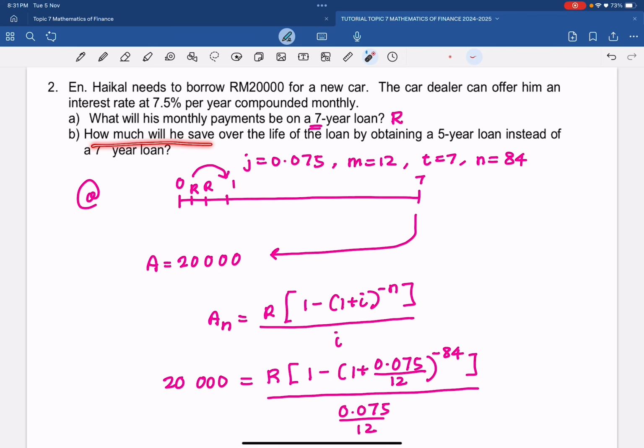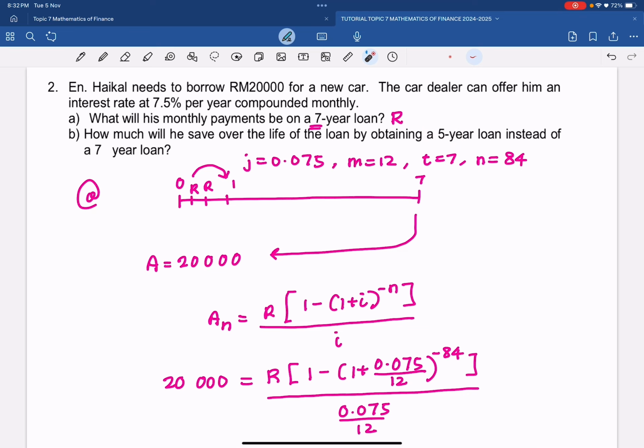How much he will save over the life of the loan ni maksudnya berapa banyak dia boleh jimat kalau dia buat 5-year loan berbanding dia buat 7-year loan. Okay. So kalau kita buat loan, lagi panjang kita buat loan tu, actually lagi banyak interest yang kita kena bayar berbanding kita buat loan dengan masa yang singkat.